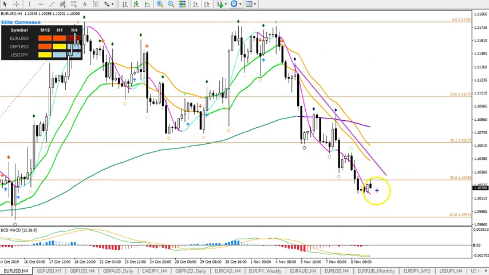I think that on the hourly chart, this is looking very impulsive at this moment. Candles are way below. Fractals and candles are below the 20 EMA.